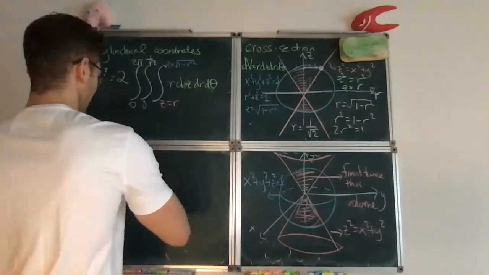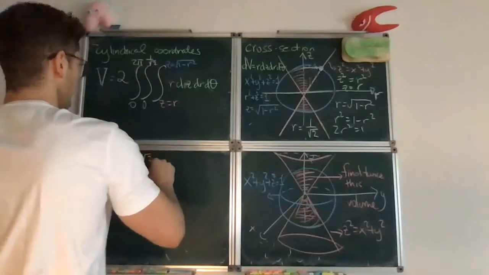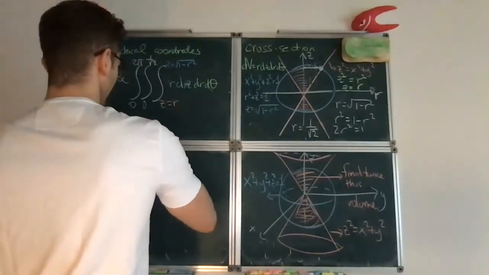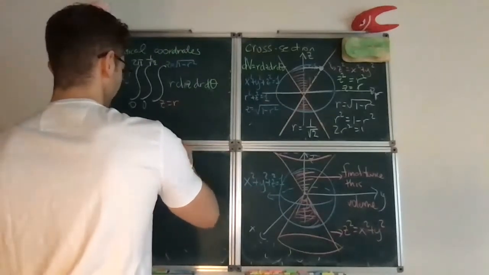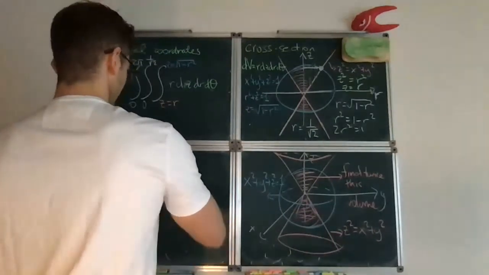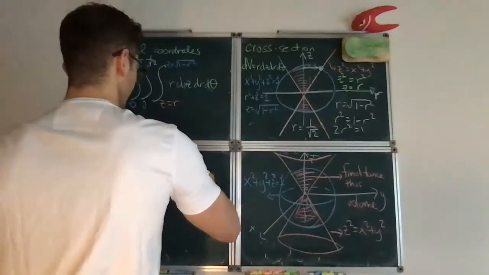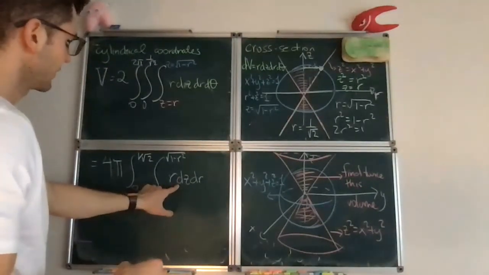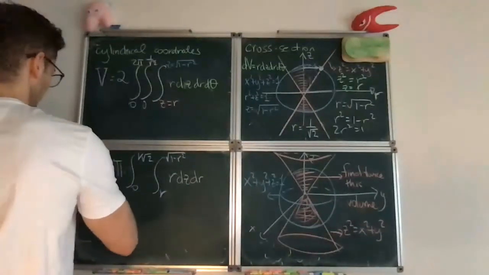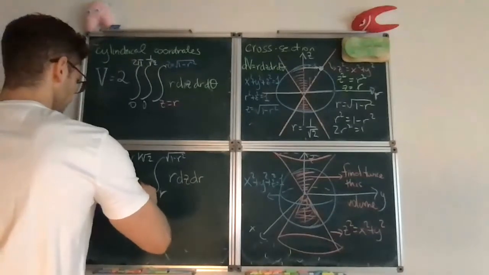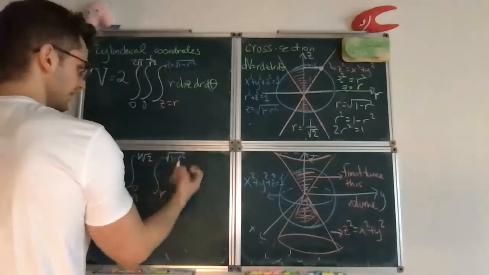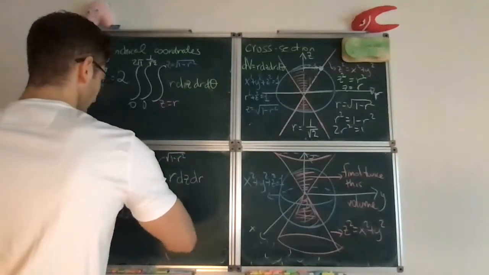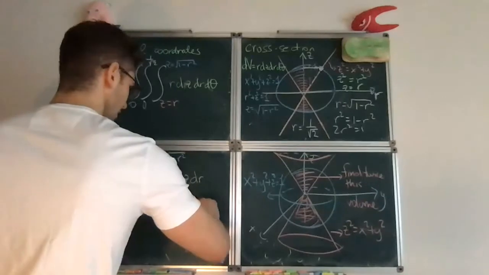times the integral from 0 to 1 over root 2, from R to root of 1 minus R squared, of R dz dr. Oh, sorry, it should be 4 pi. Okay, and again, you're integrating first with respect to z. When you integrate dz, that gives you z, and then you have to evaluate at the bounds, so you get r times root of 1 minus r squared minus r dr.